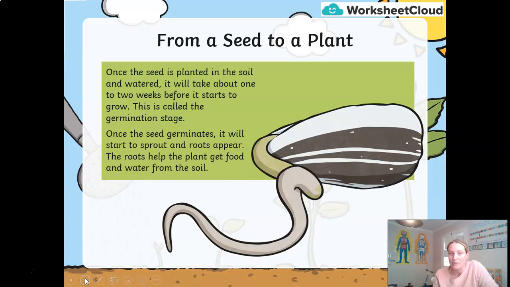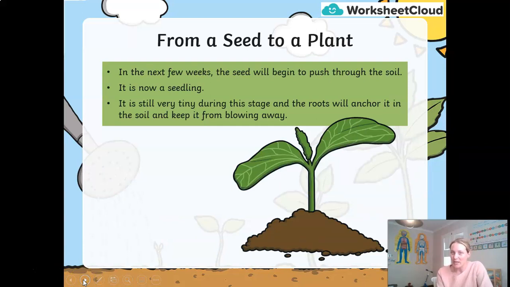This is called germination. Once the seed germinates, it will start to sprout. A little root will appear, and the root will help the plant get food and water from the soil. You may have done a bean experiment in class, when you were in grade 4, because some plants you can actually plant on layers of wet tissue paper to see the beans start to germinate.